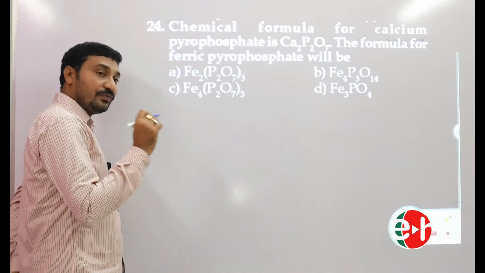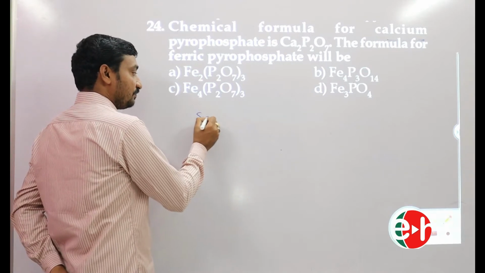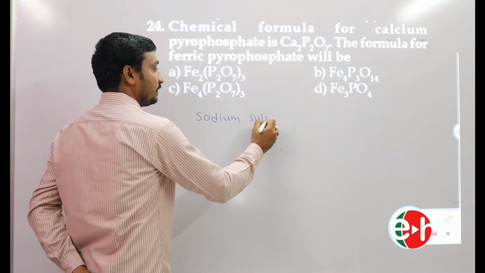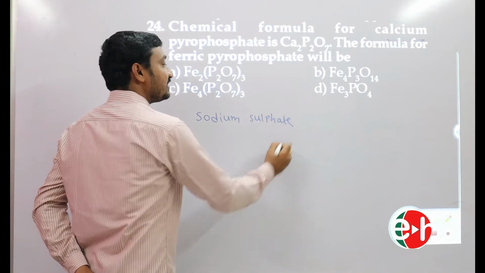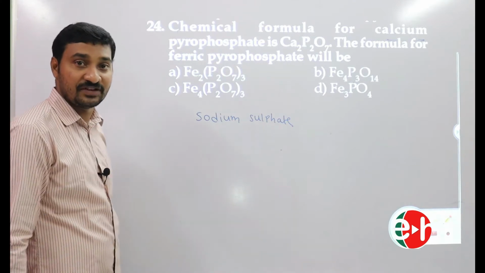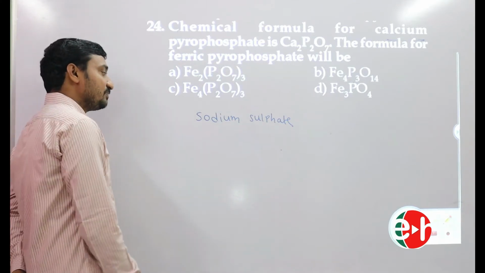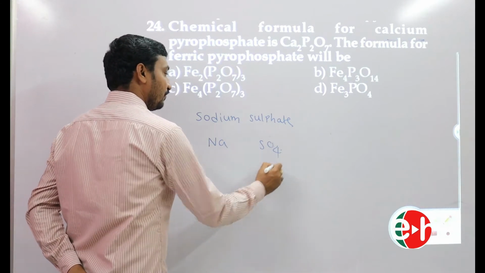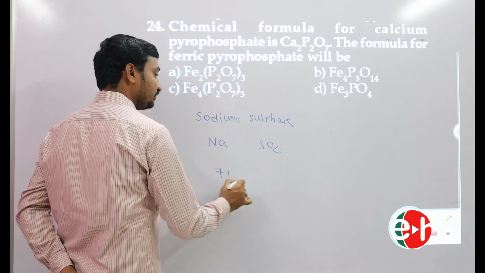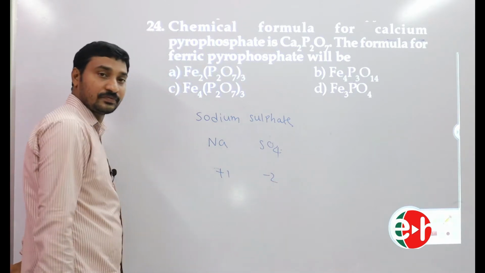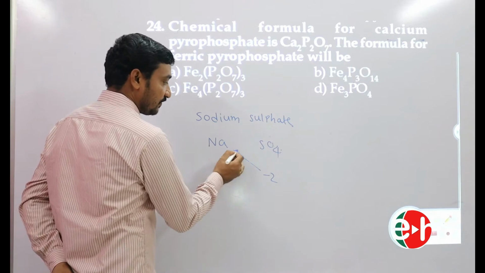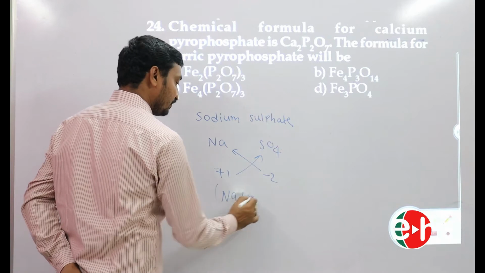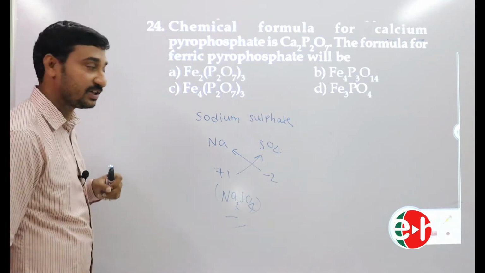See, we know, for example, sodium sulfate. How can you write sodium sulfate? Na SO4. Na we know is +1. Sulfate is -2. Crisscross formula: Na2SO4. This is the formula for sodium sulfate.